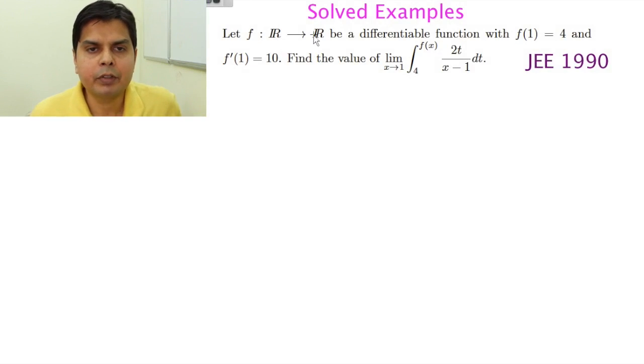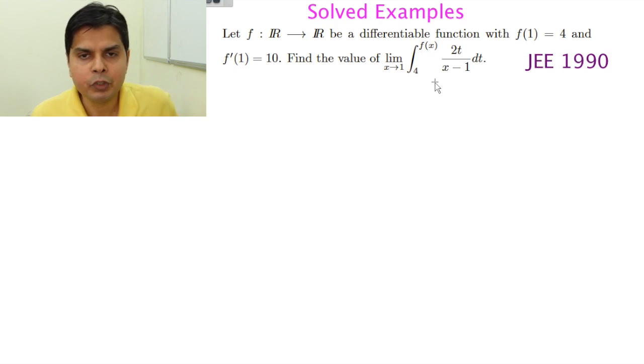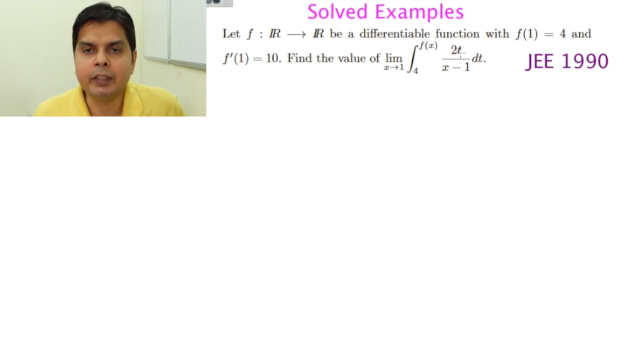Let f be a function defined from R to R, that is real number to real number, a differentiable function with f of 1 equal to 4 and f prime 1 equal to 10. Find the value of this. This is a question of JEE 1990. First of all, in this question you will have to realize that I have done my integration over the symbol t, so t is the dummy variable. So this x minus 1, this x is a constant. This is a basic step in this problem, so I can take it outside.